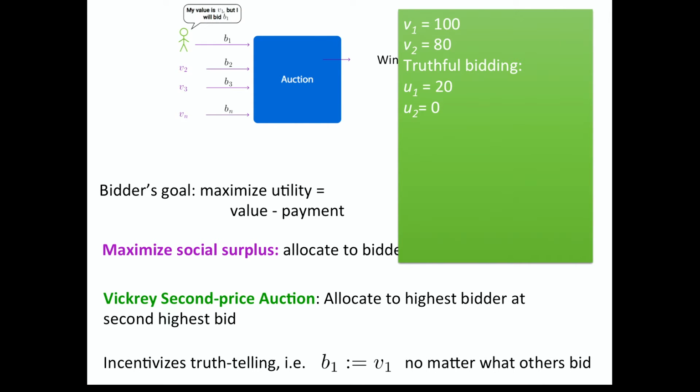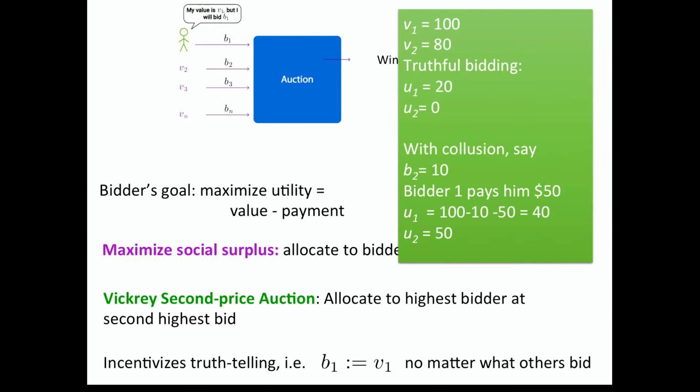So this is a great result, and there are many extensions that many of you know about, but there are some problems with this auction. For example, it's susceptible to collusion, and this is outside the model really. If agent 1 was to promise agent 2 to pay him $50 if he bids 10, then what would agent 1's utility be? Well, he would win the item at $10 in the auction. He would pay the other bidder $50. And so his utility would end up being 40. The second agent's utility would be 50. They would both be better off.